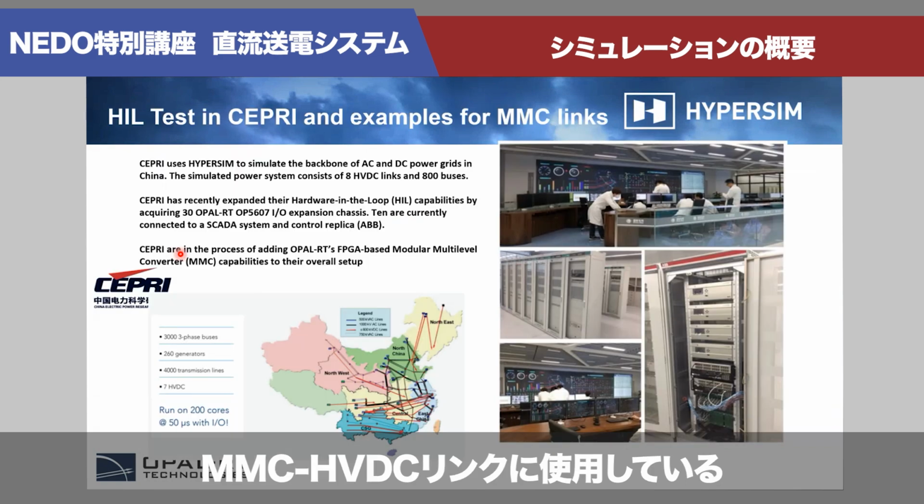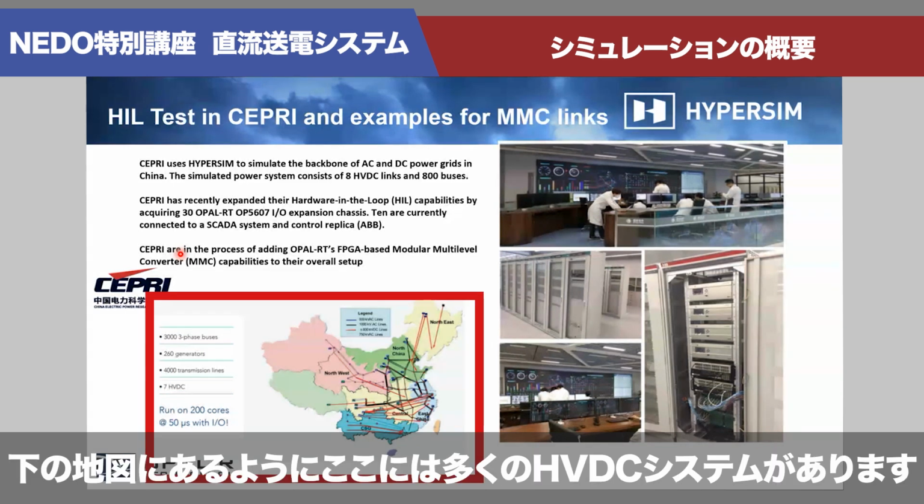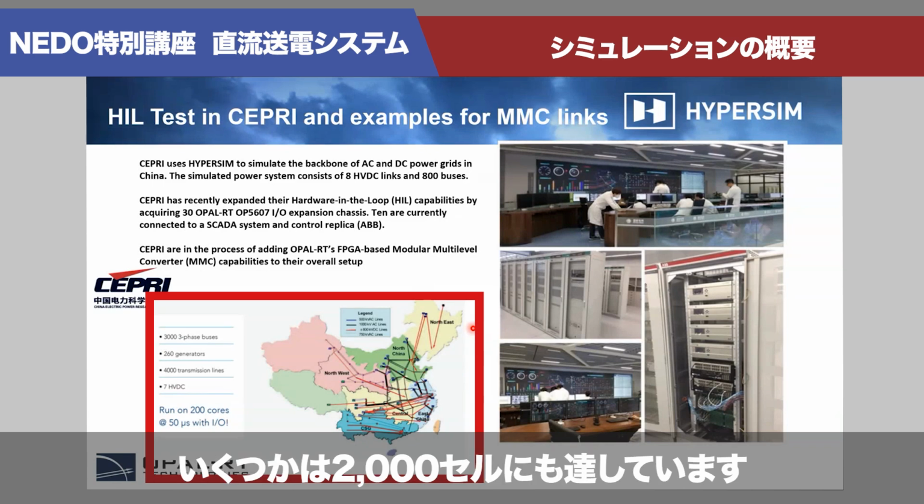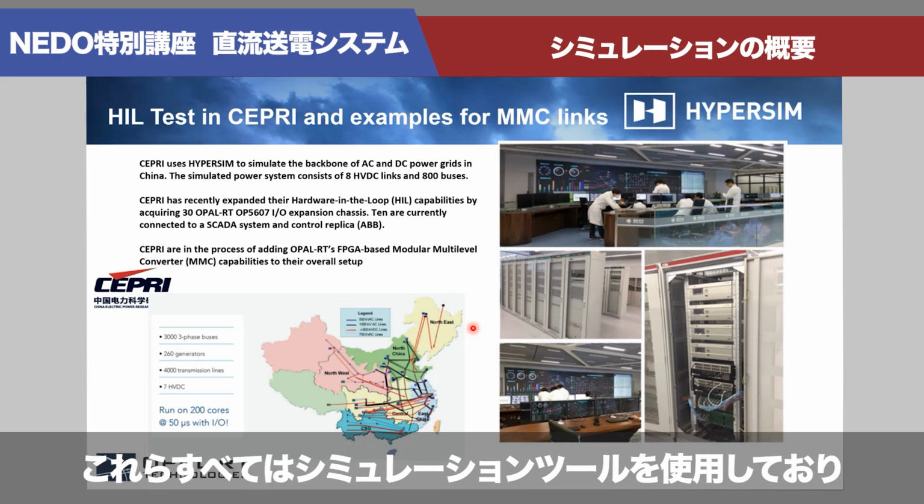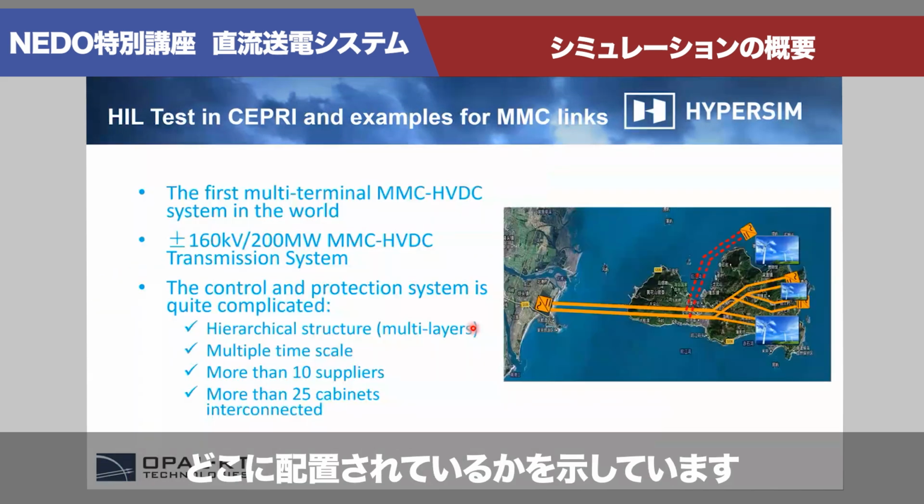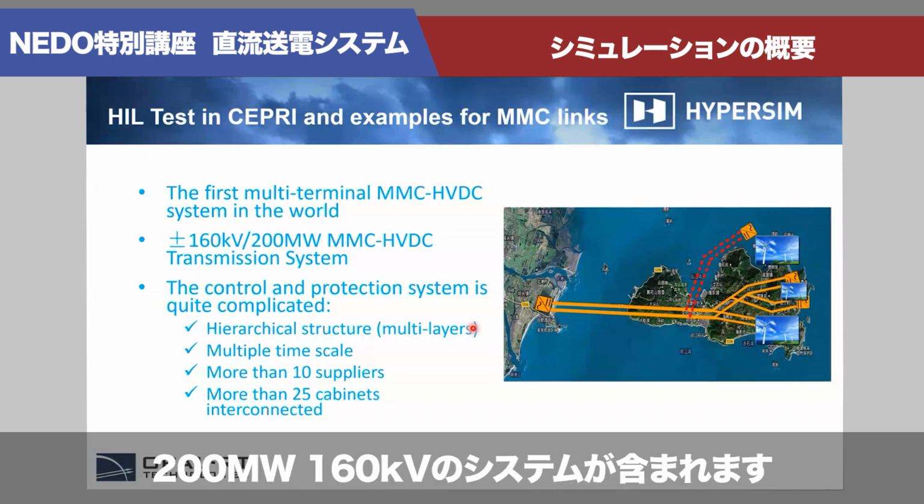First, we have a case in China, CEPRI, who are using our systems for MMC HVDC links. You can see on the map below that there are a lot of HVDC systems over here. Most of them are running MMC topology, some with as many as 1,000 cells. All this is being done with our simulation tools. The map shows where some of them are located. This includes the first multi-terminal MMC HVDC in the world, which is 200 megawatt, 160 kilovolt.